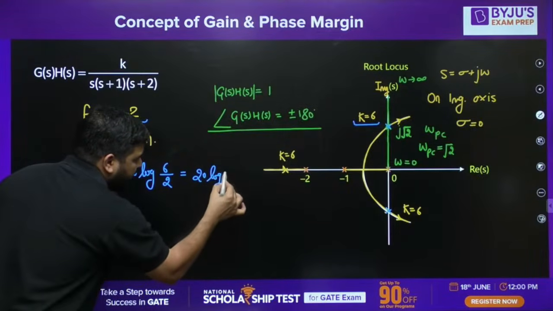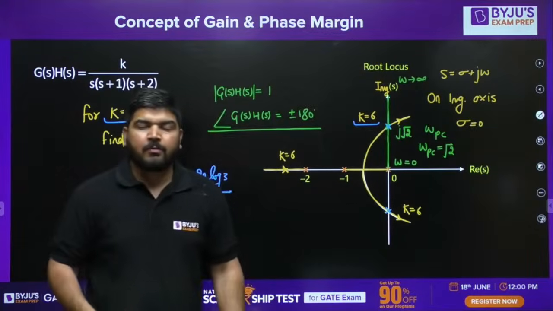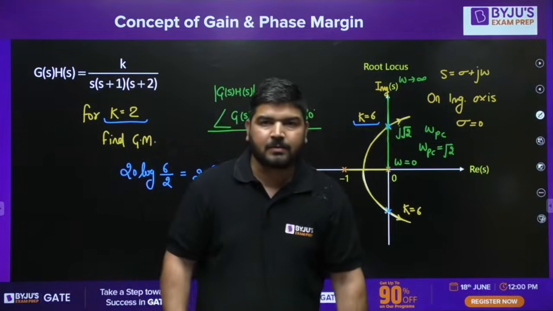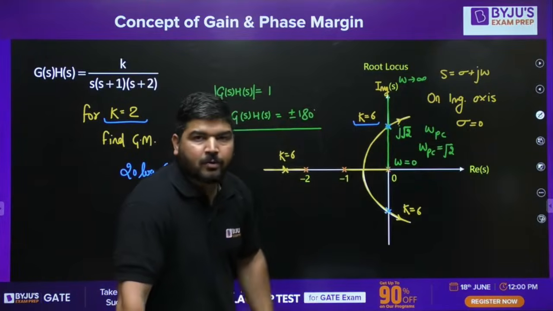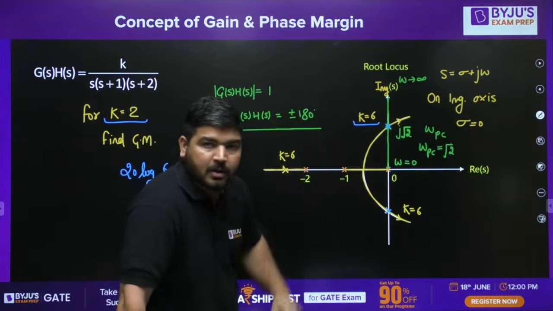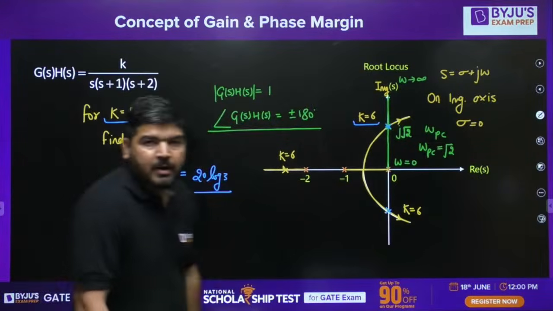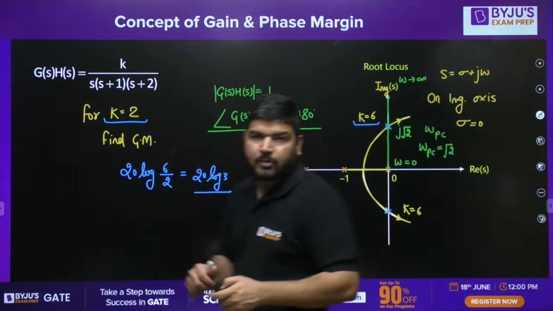Simple. It means in root locus, what you need to do is calculate the value of k for which the system becomes marginally stable. Okay, calculate this at this point. What is the value of k? Calculate that value. Once you get this value, then look at the actual value given and then you can easily calculate the gain margin. I hope it is clear. Let's come to the next question.